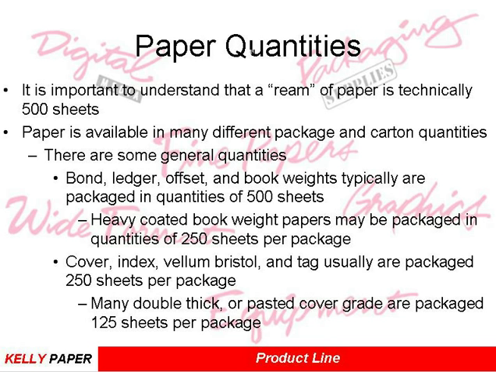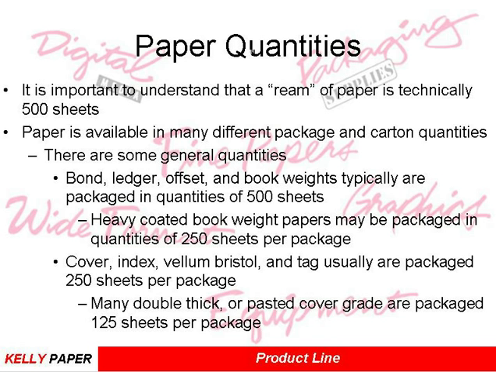There are some general quantities to different types of paper, such as bond, ledger, offset, book weights, are typically packaged in package quantities of 500 sheets. And they may have varying carton quantities as well. Most bond papers come in 5,000 sheet cartons, although there are junior cartons which would have half of that, 2,500 sheets, or 5 reams in a carton.